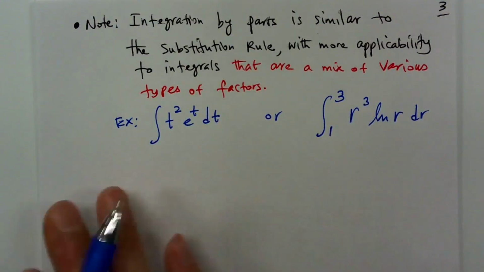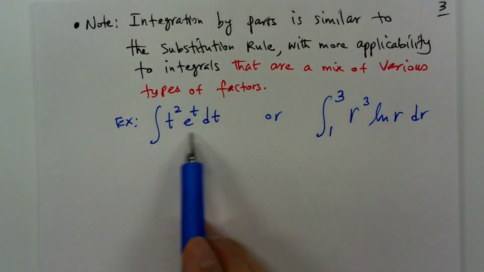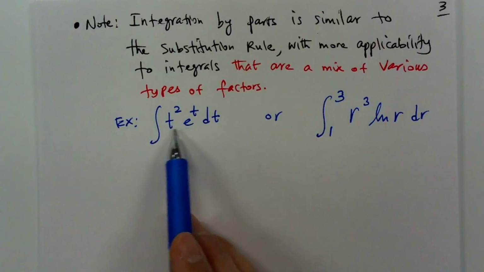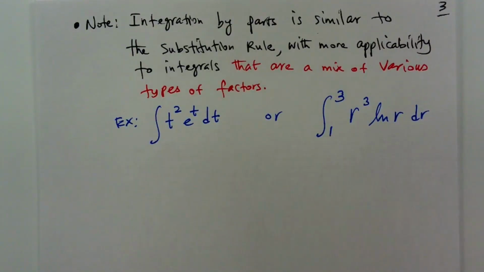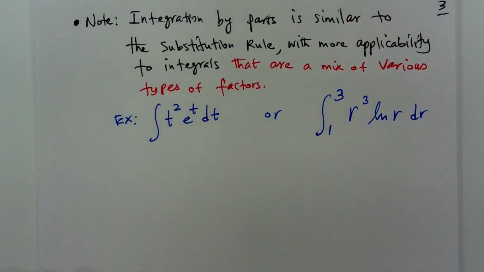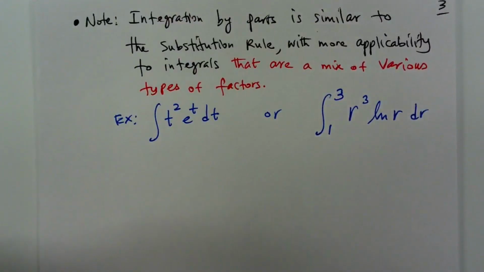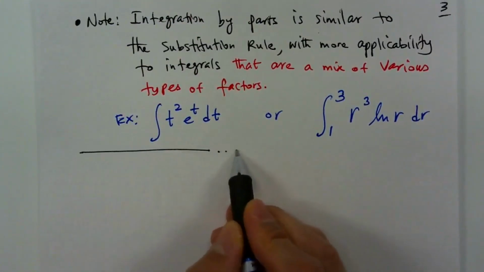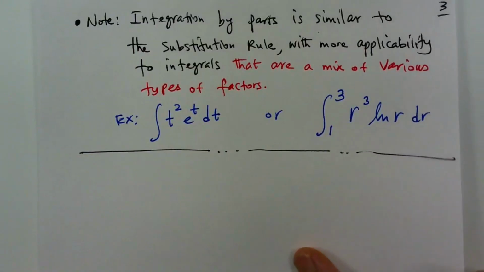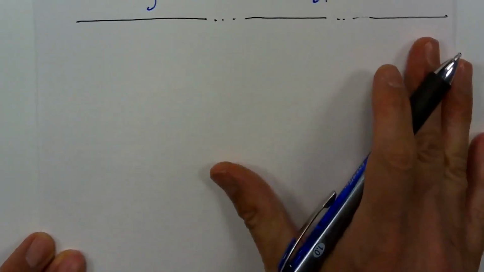Okay, so these are some of the examples we're going to use to apply integration by parts. And as I said, notice that these are integrals that are a product of various types of functions. So these are the basic steps. I want to give the basic steps for carrying out an integration by parts. These are the general steps we're going to be using.